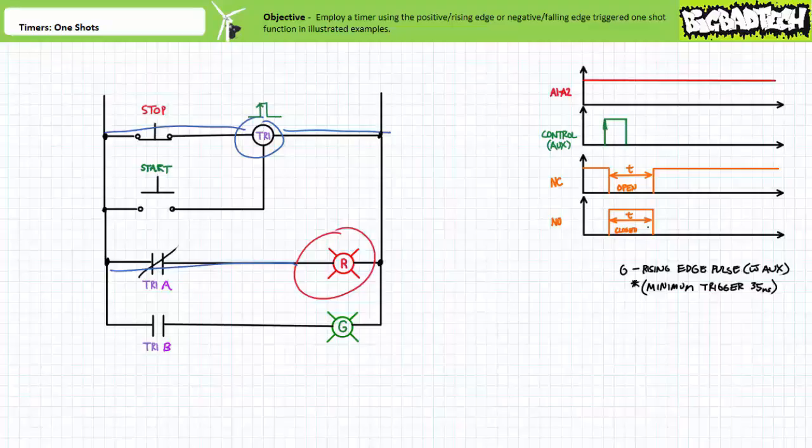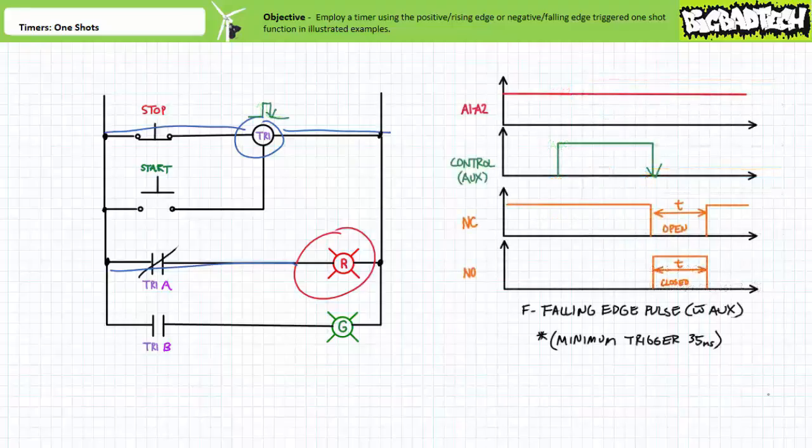In summary, this system making use of a positive edge triggered one-shot executes a single action for a specified time period when an operator presses start. However, the function is ongoing to ignore repeated inputs. Additionally, the stop button serves to cancel an ongoing one-shot. Let's now examine the same system's response if the timer relay was performing function F, the falling edge pulse function with auxiliary voltage, essentially a negative edge triggered one-shot.